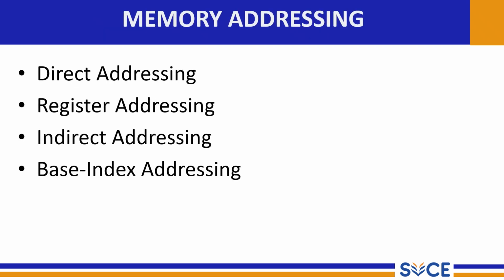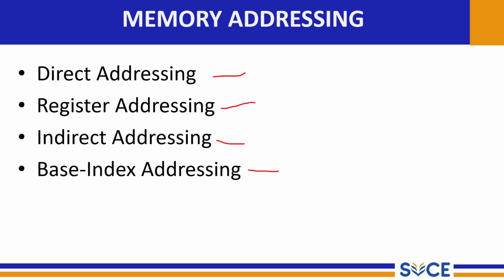And the next one is memory addressing. Memory addressing refers to how the CPU accesses data stored in memory, and malware utilizes various addressing modes to interact with the memory, including direct addressing, register addressing, indirect addressing, and base index addressing.